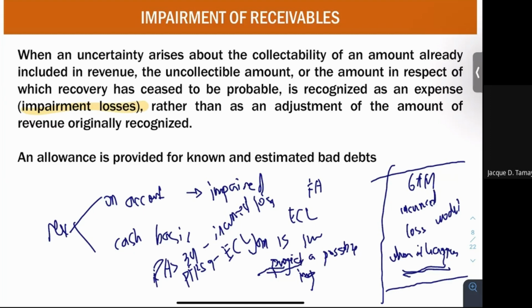So here in your impairment, what we use under your GAM is your incurred loss, while in your financial accounting it is expected credit loss. Now, if you still remember how to compute for your impairment of receivables, there are different methods of computing bad debts. Normally under GAM, what we use is a schedule, the aging of receivables. That's what is used under GAM.